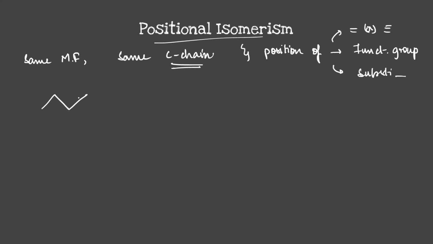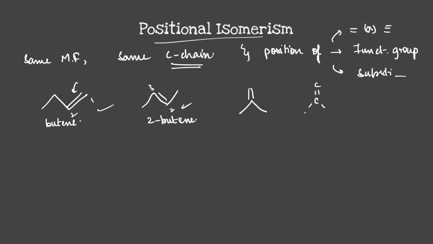Now let's see an example. This is 1-butene. This is 2-butene. Okay. So here the double bond position is between the 1st and 2nd carbons, and this is between the second and the third carbon. So the position of the double bond is different. So these two are positional isomers. Now you can make it like this also. This is also a positional isomer. See, like this.